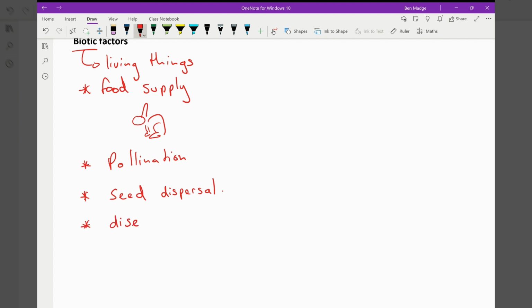Disease. This is really important, that affects the survival of a species, especially when they come into contact with new diseases. And associated to this, we have things like parasites. And both of these might not be so visible to us.